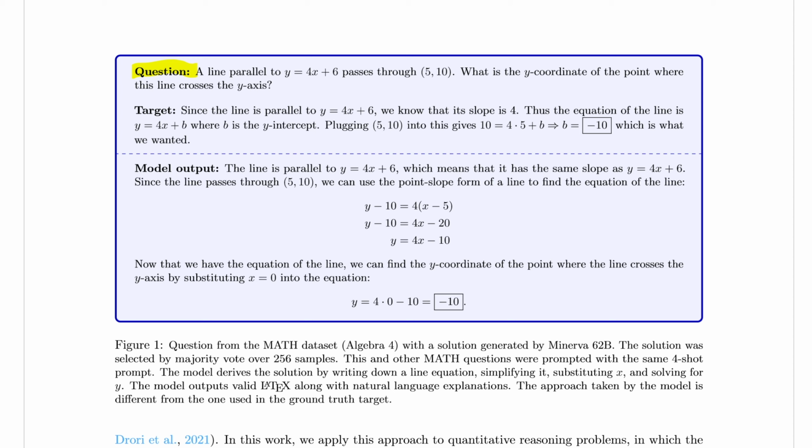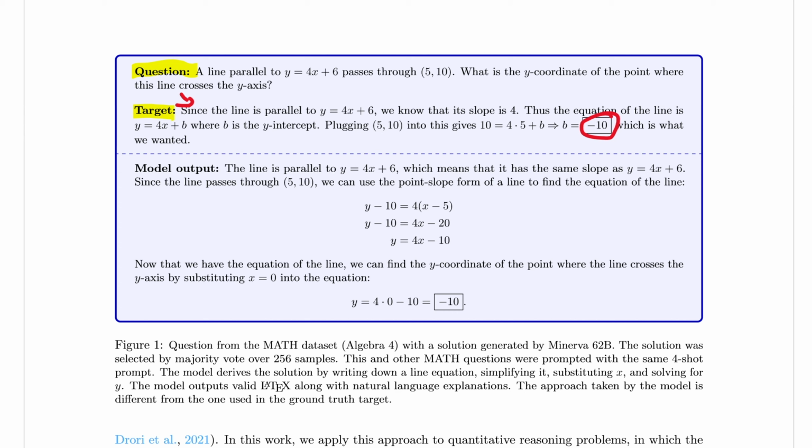As a matter of fact, I think the majority, if not almost all, of the examples we'll see are word problems. And you can see the model output, so the target here, this is what the model should be predicting, this thing right here. So this would be the sample answer. Since the line is parallel to y = 4x + 6, we know that its slope is 4, blah, blah, blah, and you end up getting this answer of -10.